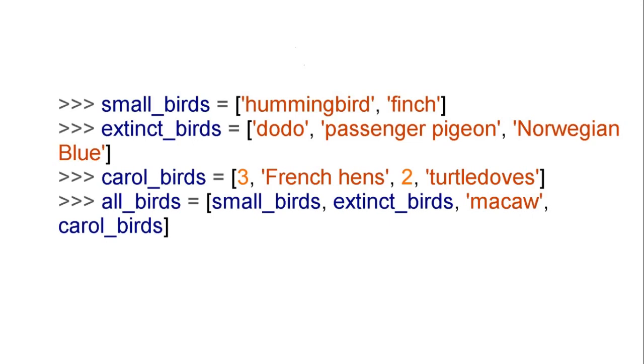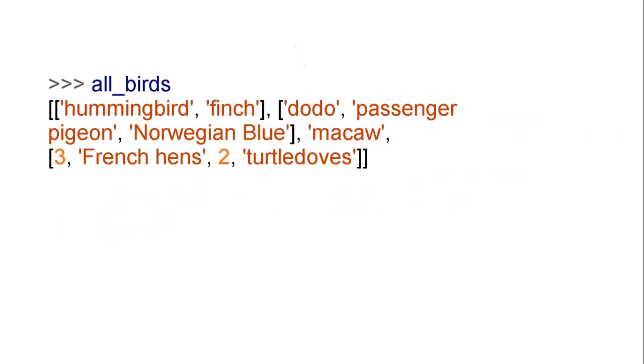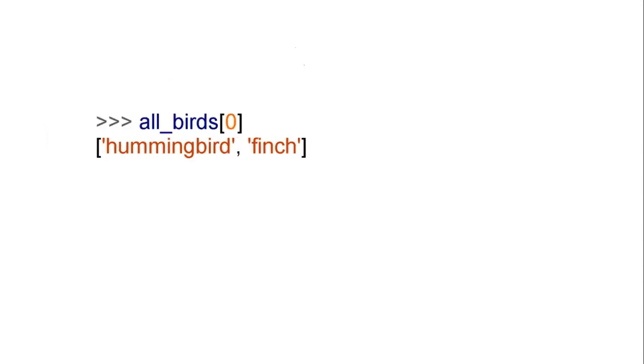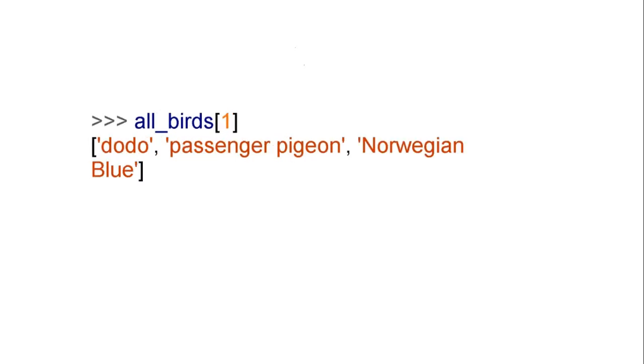List of lists. Lists can contain elements of different types, including other lists, as illustrated here. So what does all_birds, a list of lists, look like? Let's look at the first item in it. The first item is a list. In fact, it's small_birds, the first item we specified when creating all_birds. You should be able to guess what the second item is.